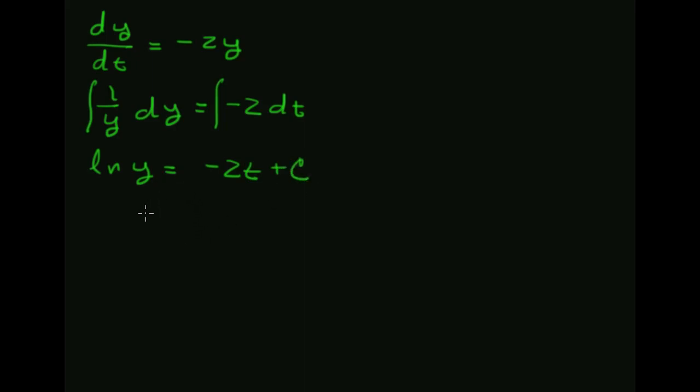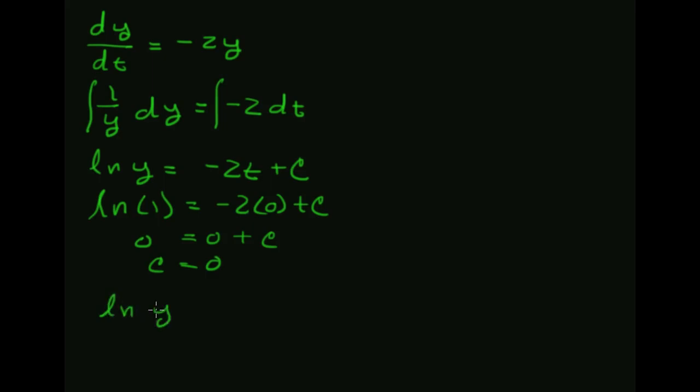Now, we know that the pair y is 1 and t is 0, right? So this means 0 is equal to 0 plus c. This means that c is 0. So my equation at this point is the natural log of y is equal to negative 2t.